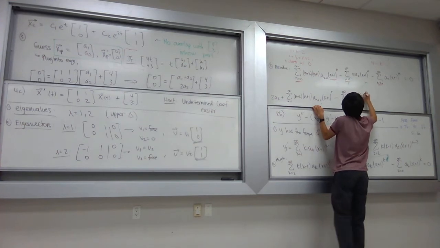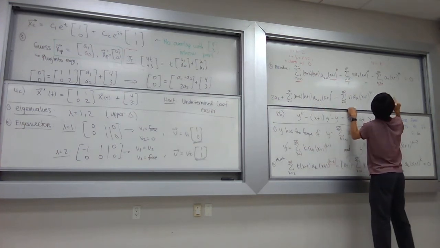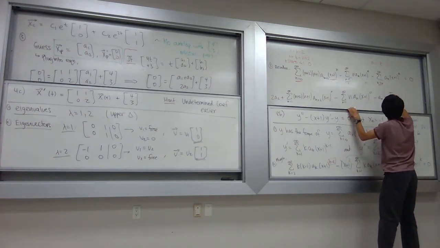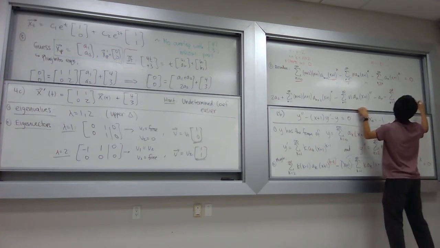And then this one, what do we pull out? The last one? A0. Right. So it's a minus A0, and then also minus the rest of the series. So just be careful with the signs. And the rest of the series starts at n equals 1.